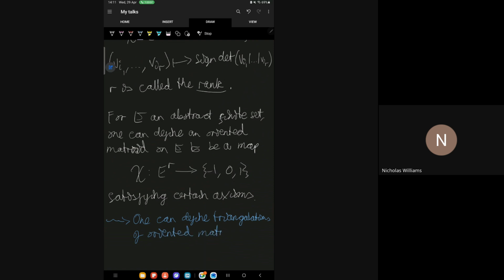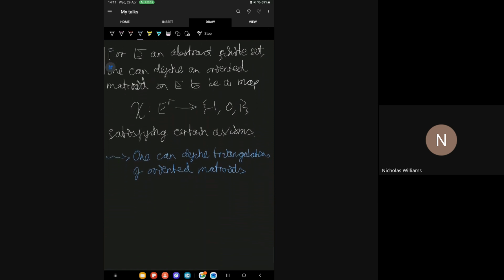In a way that generalizes triangulations of polytopes. Okay, so let me tell you how to define an oriented matroid from a cluster tilting object in the A_n cluster category. So these are the oriented matroids we're going to be interested in.